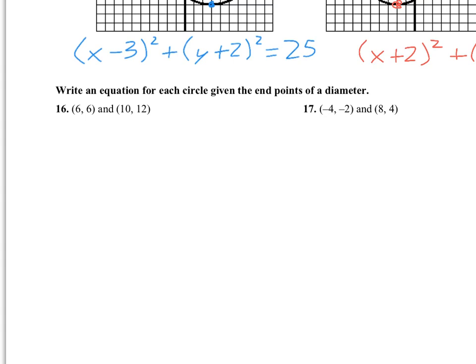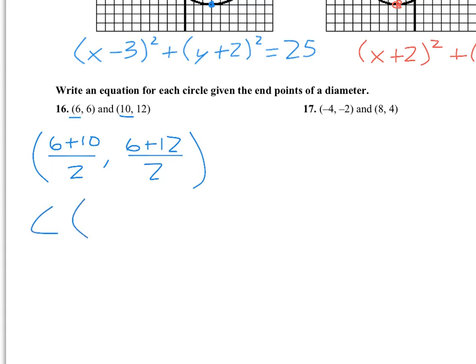Okay, so again, remember, to write the equation of a circle, you need the center and the radius. So they don't give us the center, they give us the endpoints of one of the diameters. So we're going to use the midpoint formula to find the center. So if you add these together, 6 plus 10 divided by 2, now add the y's together, 6 plus 12 divided by 2. This will give you the center. 6 plus 10 is 16. Divide that by 2, you get 8. 6 plus 12 is 18. Divide that by 2, you get 9.